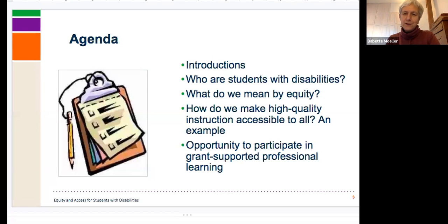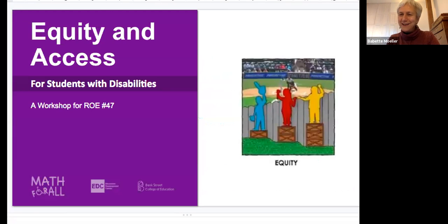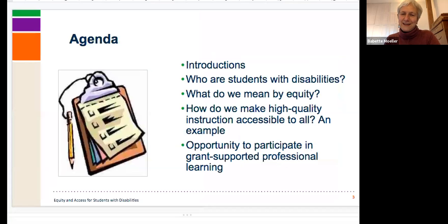We want to start with quick introductions. We'd like to get to know who you are, what your roles are, and what school you're working with. Then we will talk a little bit about what we mean by equity. And Krista was just telling us that the picture on our title slide is familiar to you from the previous sessions, which is great. It sounds like we're all on the same page. After talking about what we mean by equity, we will go through a hands-on activity, showing you by example how to go about making high-quality instruction accessible to all students, including students with disabilities.